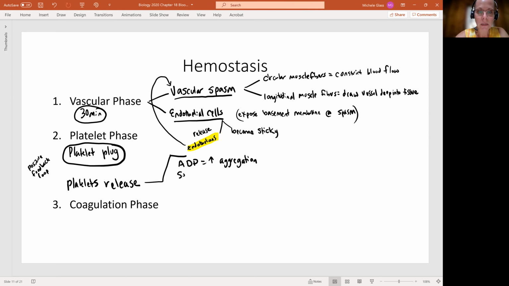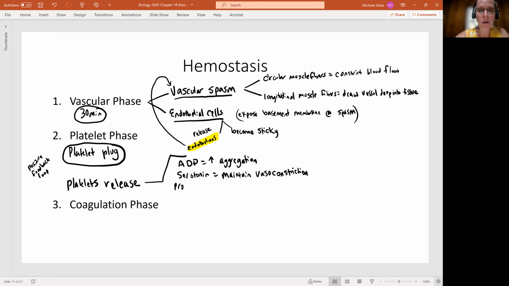We get the release of serotonin, which is going to increase your vascular spasm. Or let's rephrase that and say maintain. Let's use the word vasoconstriction, which is talking about constricting the blood vessel. So no longer like a spasm, like this immediate response, but just keep that contraction kind of happening.